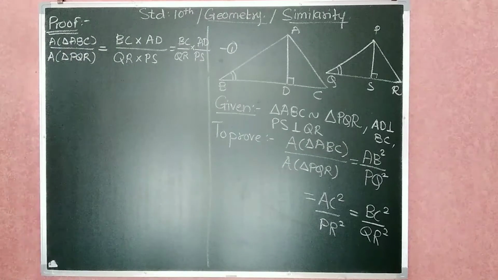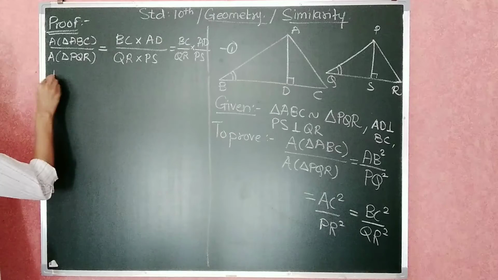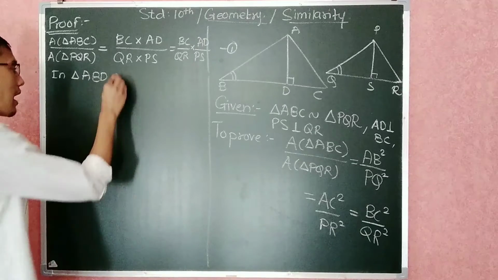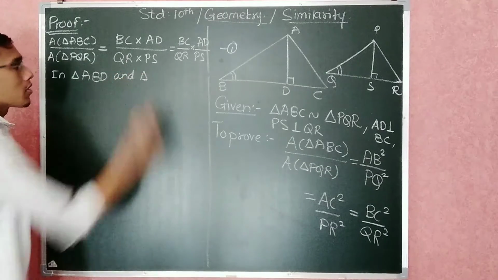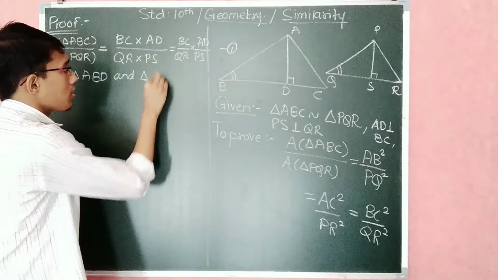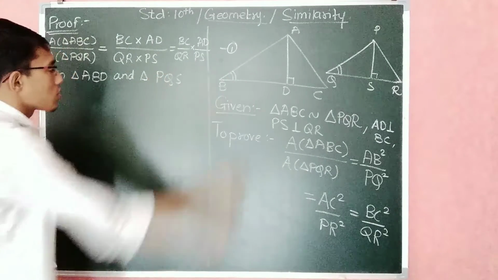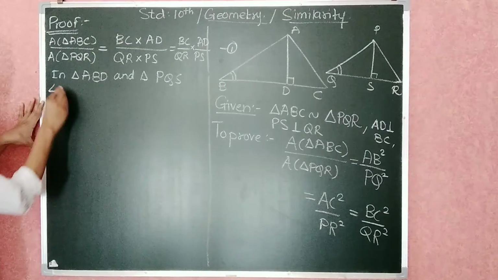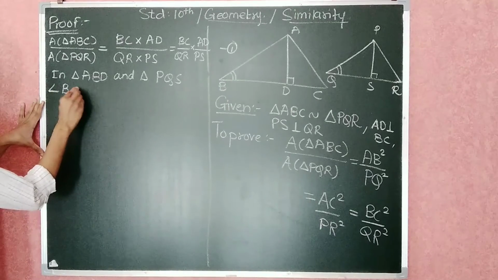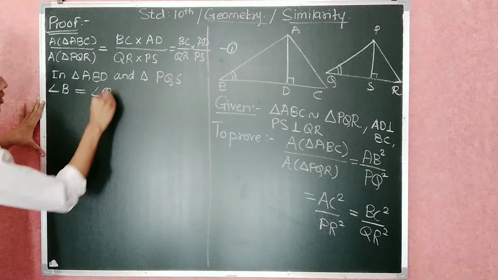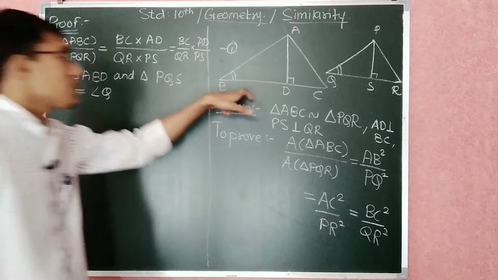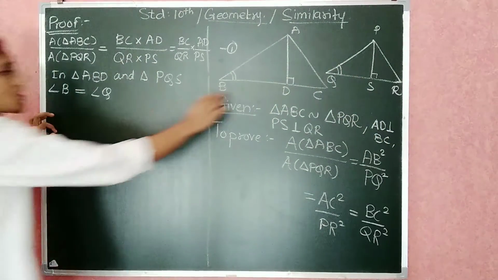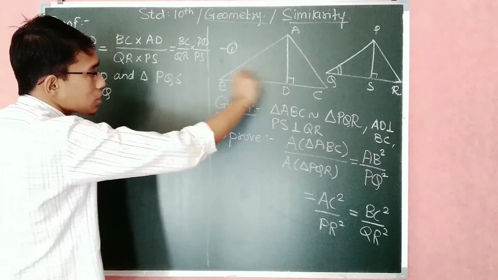Then I will take triangle ABD and triangle PQS. Okay, these are the two triangles that I have considered. So we know that angle B is equal to angle Q. Both these angles, angle B is equal to angle Q. And why are both these angles equal? Because these are the angles of similar triangles.